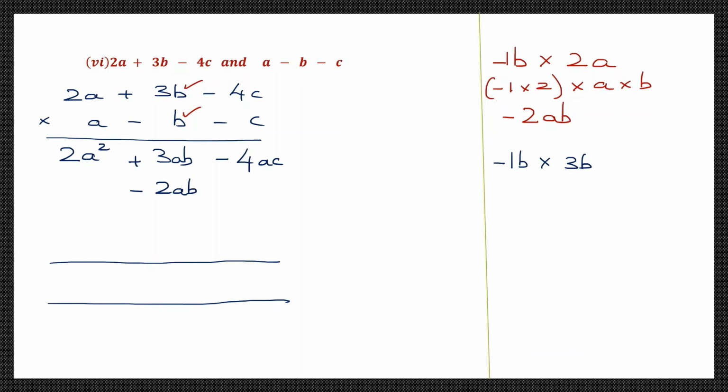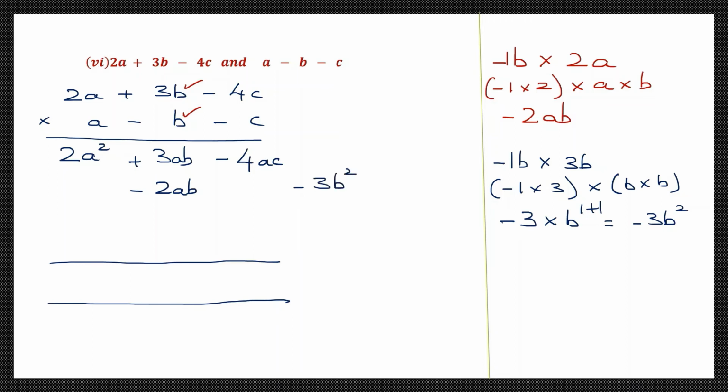Now we're going to multiply minus b into plus 3b. So we have our numbers here. So let's write it down. Minus 1 into 3 into b into b. There are two b's. So when signs are different here, minus into plus becomes minus. 1 3s are 3 into b to the power of 1 plus 1, which makes it minus 3b square. We don't have a column, so let's write separately. Minus 3b square.